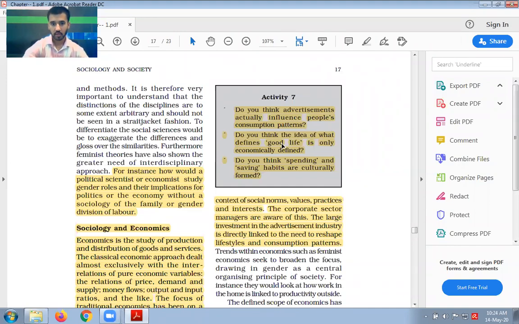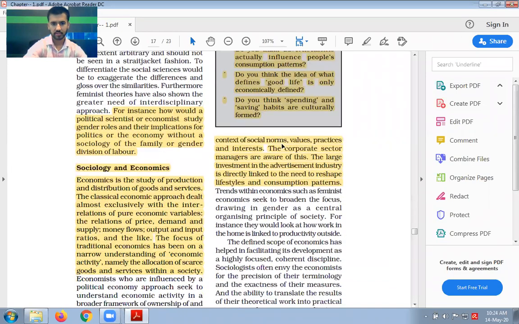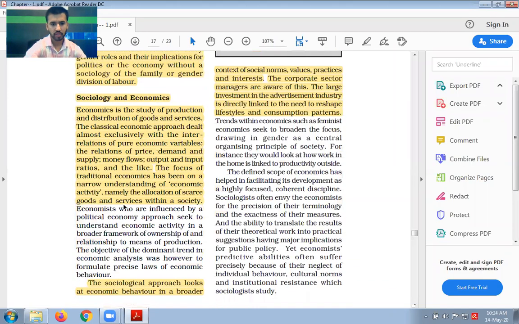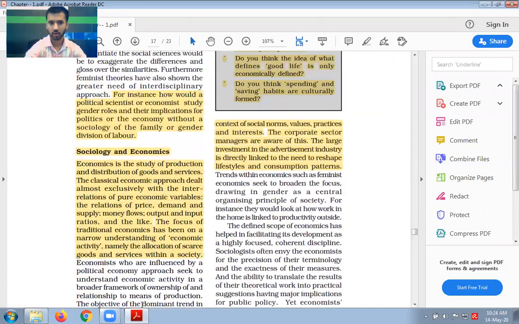Okay, so these are the things that you need to understand. After that, the sociological approach looks at economic behavior in a broader context of social norms, values, practices, and trust. Okay, so this is what I was talking about. You know what happens, whenever I explain a concept to you, I try to explain the whole subject at that very time. That is why the next line I read is always linked to the previous one.